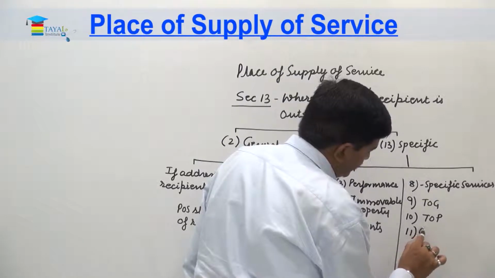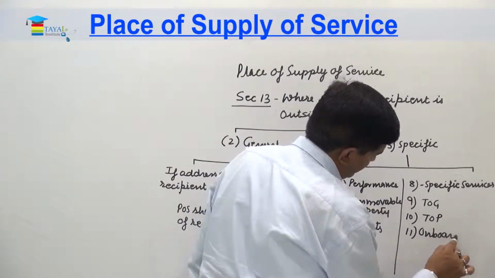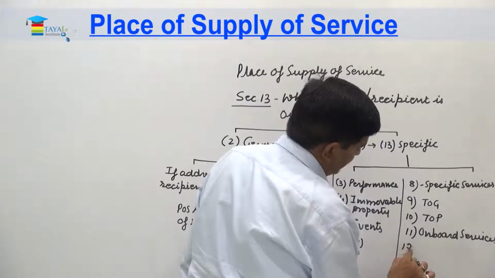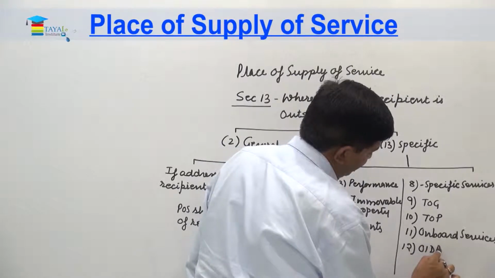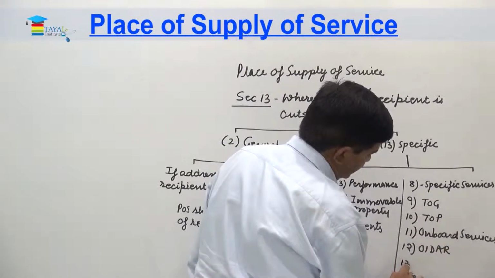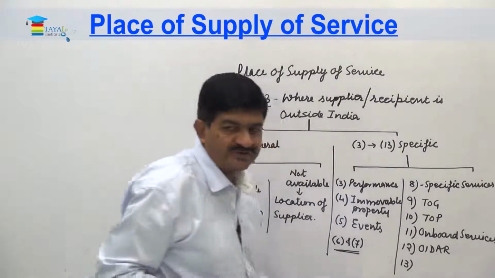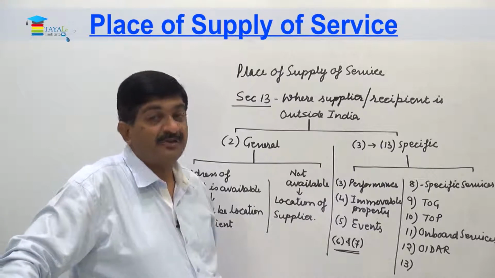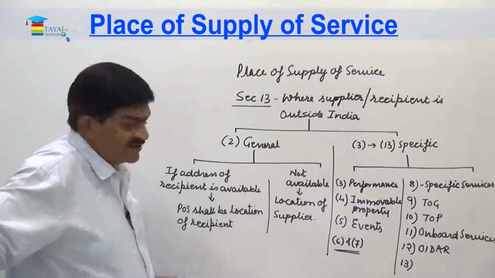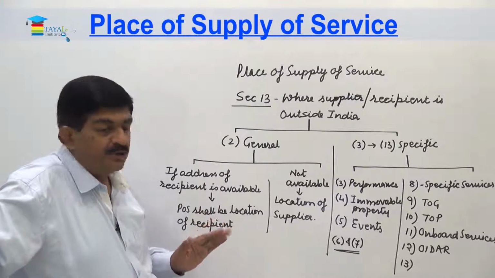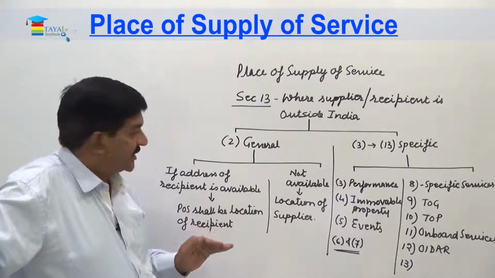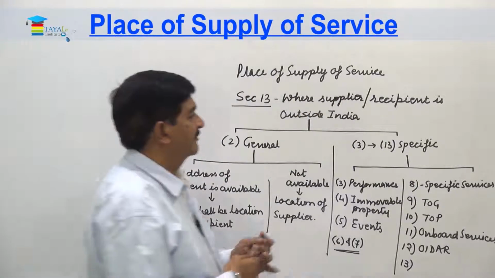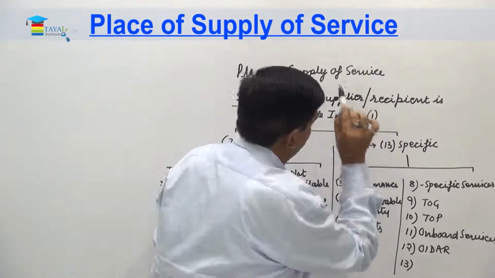Subsection 11, this is on-board services. Subsection 12, these are OIDAR services. And subsection 13, this is something very specific, under which the government has a right to prescribe the place of enjoyment as the place of supply. So friends, this is a brief chart of entire section 13, right? Whatever we have written here, that itself is subsection 1.